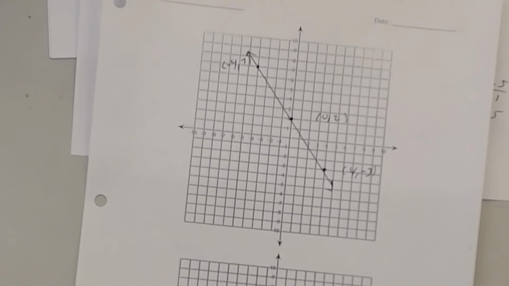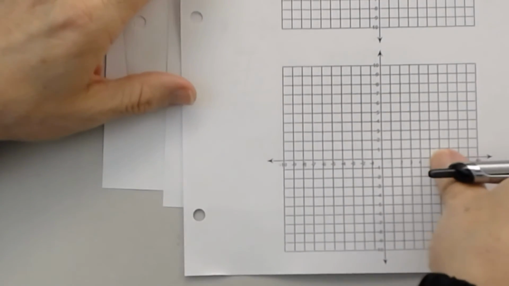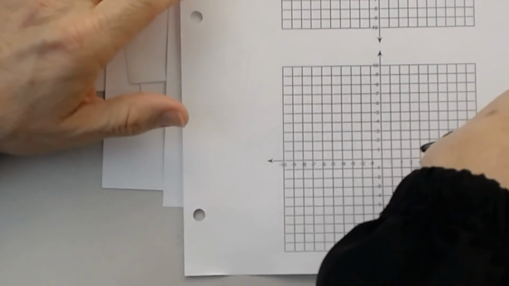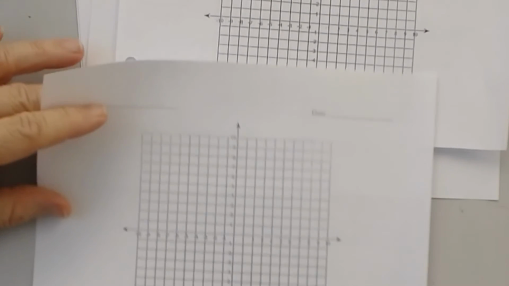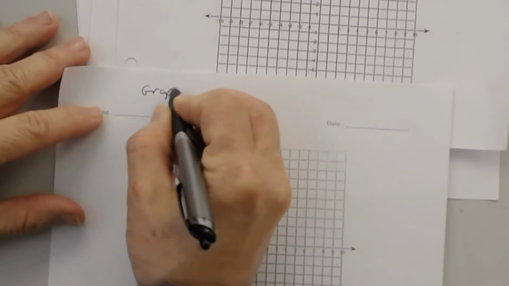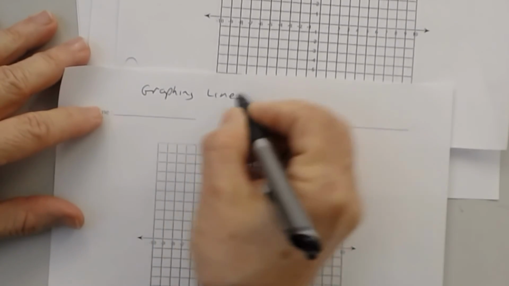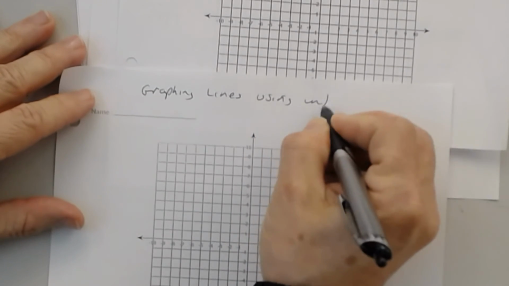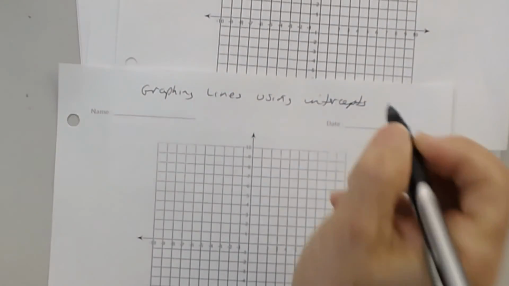Now I just want to mention something about the second section. And that's this. All right, listen carefully. The second worksheet that you're going to get, and I'll give it to you next class period, has to do with intercepts. Intercepts. All right, graphing lines using intercepts.